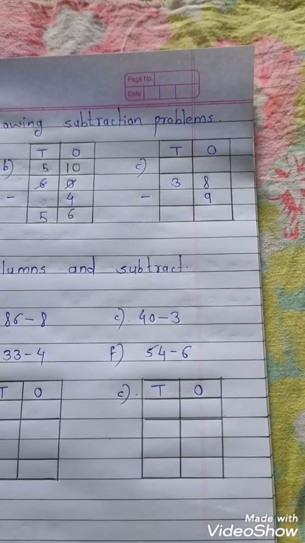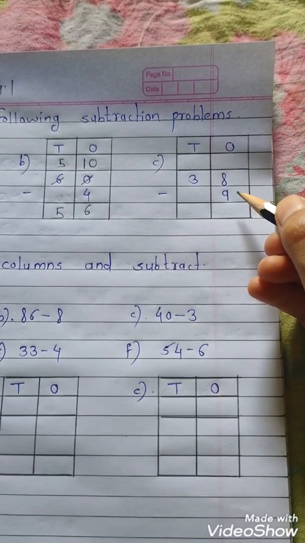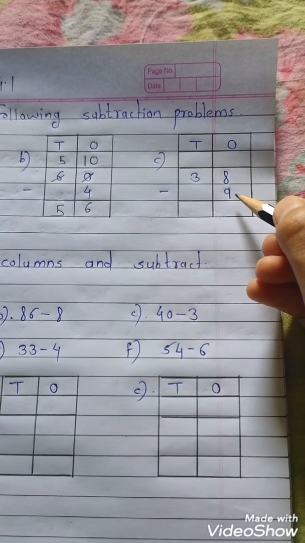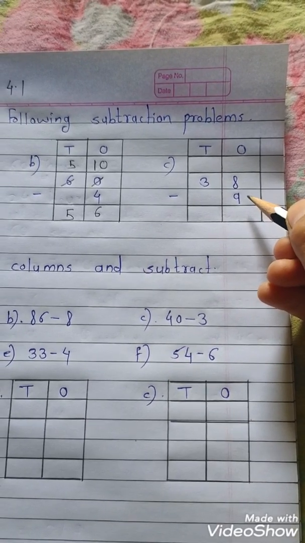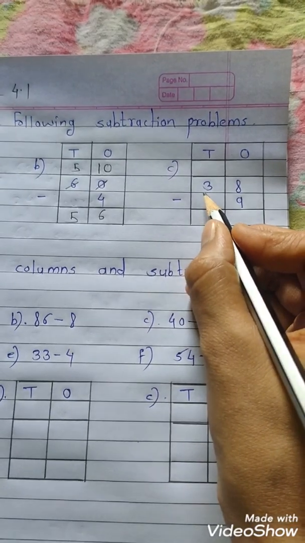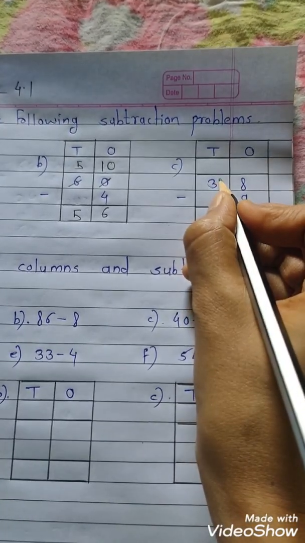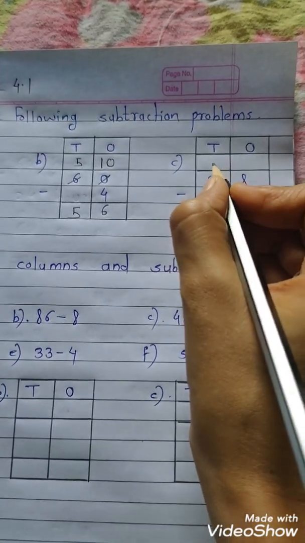The third sum is given: 38 minus 9. Now 8 minus 9. Is 8 bigger than 9? No. So subtraction will not be possible. So what do we have to do? We have to borrow from the next digit. Now 3 is there. So 3 can give us 1. So how many remain here?